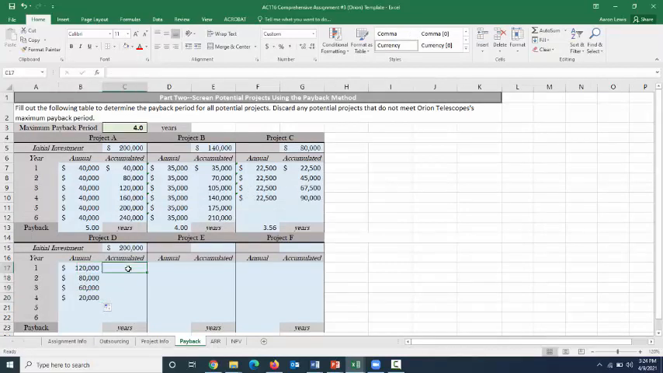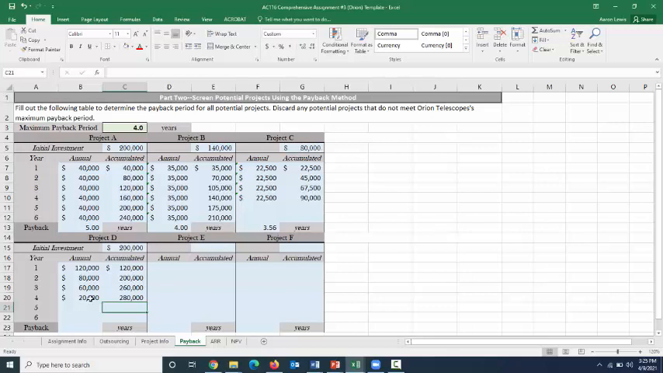Now we need to figure out our accumulated inflows, so we'll have $120,000 after year 1. After year 2, we will add another $80,000 to our total, and we'll have $200,000. After year 3, we'll add another $60,000 to our running accumulated total, bringing it up to $260,000. And then that last year, we're going to bring in one final inflow of $20,000, bringing the total accumulated net cash inflows related to Project D up to $280,000.